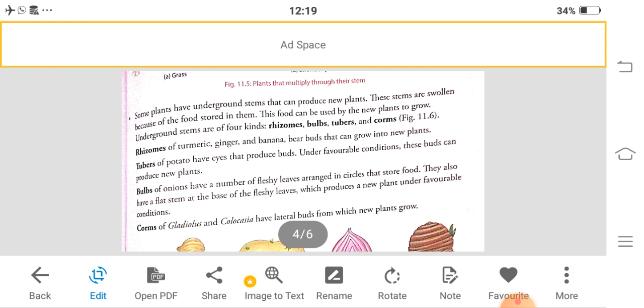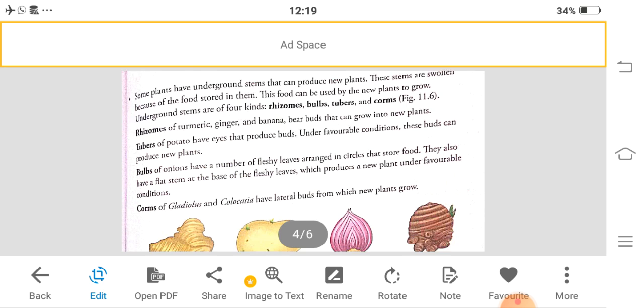Next, the bulb of onion has a fleshy leafy arrangement in circles that stores food. In onion, we have seen that it contains fleshy leaf-like structures that store food. The flat stem at the base of the fleshy leaves produces a new plant under favorable conditions.